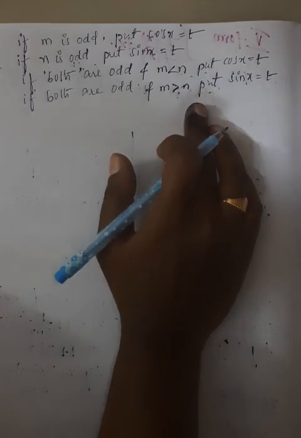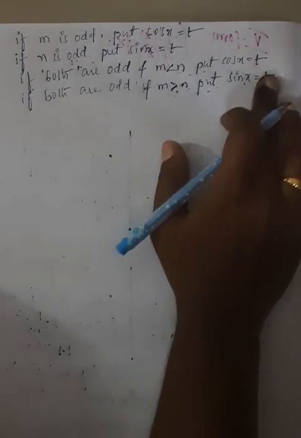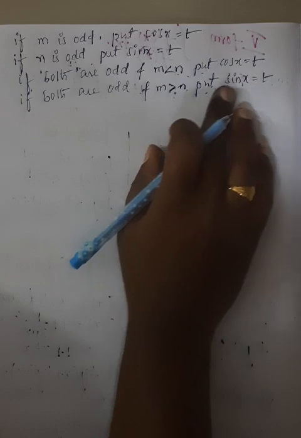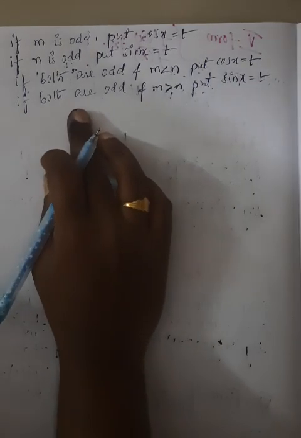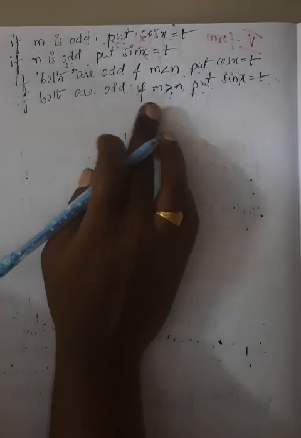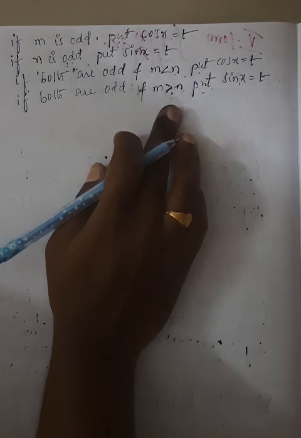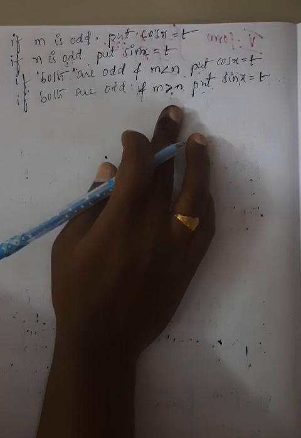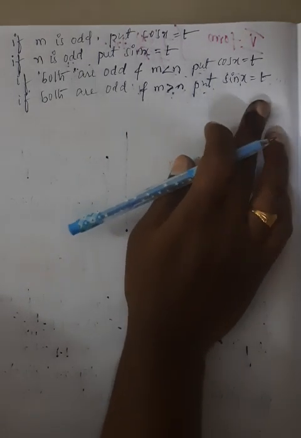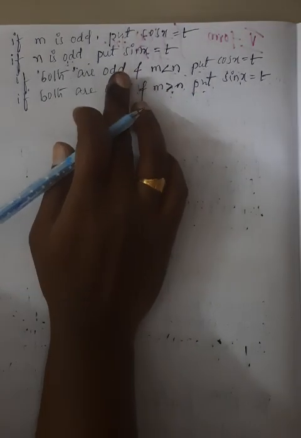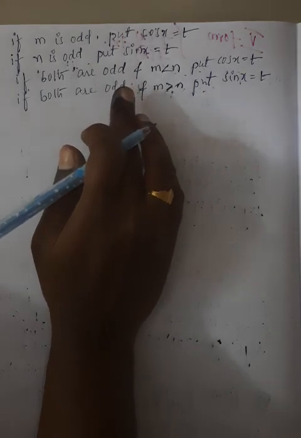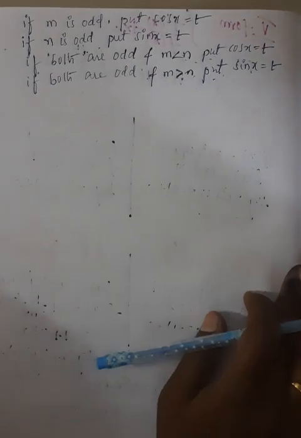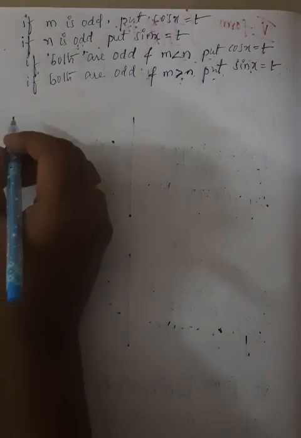Here 3 is less than 5. If m is less than n, then you have to put cos x is equal to t. If both the numbers are odd but m is greater than n, let us assume m as 5, n as 3. Since 5 is greater than 3, then we have to put sin x is equal to t. So these four cases will come under case 1. Now let us move on to case 2.